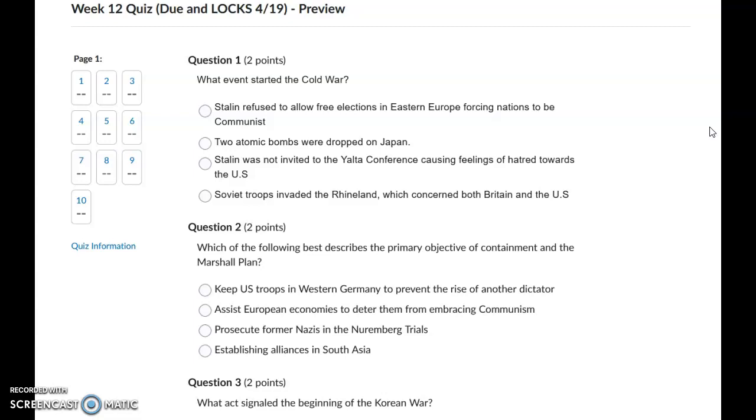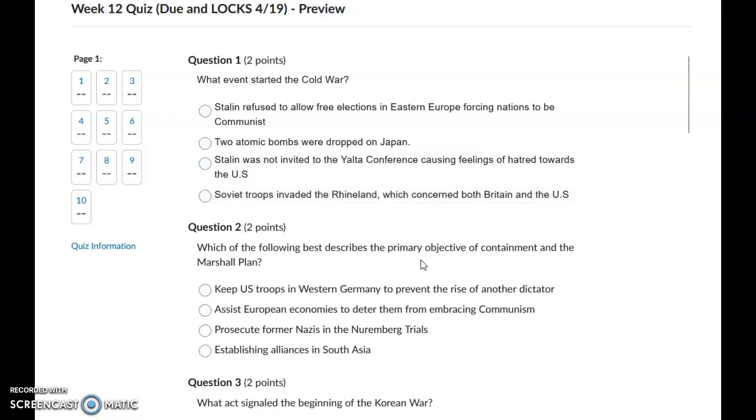Question 1. What event started the Cold War? Stalin refused to allow free elections in Eastern Europe, forcing nations to be communist. 2 atomic bombs were dropped on Japan. Stalin was not invited to the Yalta Conference, causing feelings of hatred towards the U.S. Soviet troops invaded the Rhineland, which concerned both Britain and the U.S.